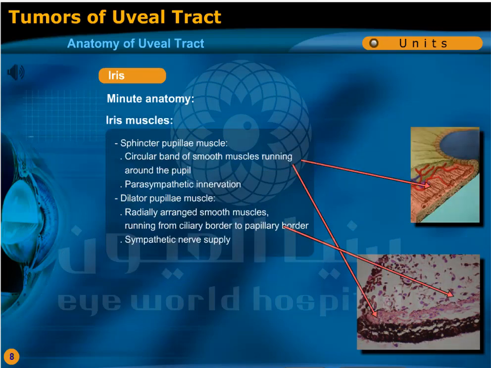Iris muscles. Sphincter pupillae muscle, circular band of smooth muscles running around the pupil, with parasympathetic innervation. Dilator pupillae muscle, radially arranged smooth muscles running from ciliary border to pupillary border, with sympathetic nerve supply.